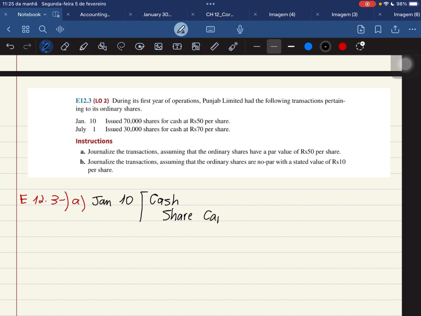share capital ordinary. For this exercise, you're going to see that there is no mention of preference shares. So all of these shares are going to be share capital ordinary or share premium ordinary. In this case, since the value is the same for here and here, we don't have a difference, so we just have to credit share capital ordinary, and the value is just going to be 70,000 times 50. That gives us 3,500,000 for both of them.